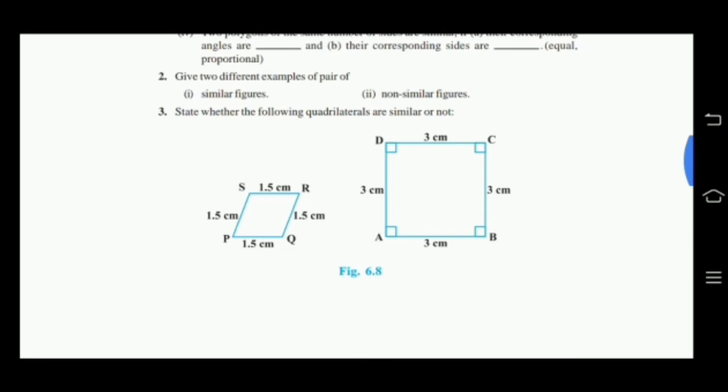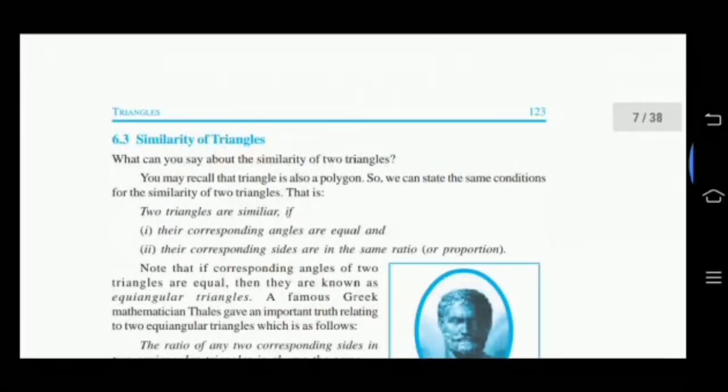Now let us come to the first condition. Are corresponding angles equal in these two quadrilaterals? No. Why? All angles of ABCD are 90 degrees and no angle of PQRS is 90 degrees. So obviously corresponding angles are not equal. As corresponding angles are not equal, these two quadrilaterals are not similar. If two quadrilaterals are to be similar, corresponding angles should be equal and corresponding sides should be proportional, right? Next concept: similarity of triangles. We'll discuss similarity of triangles in our next video.